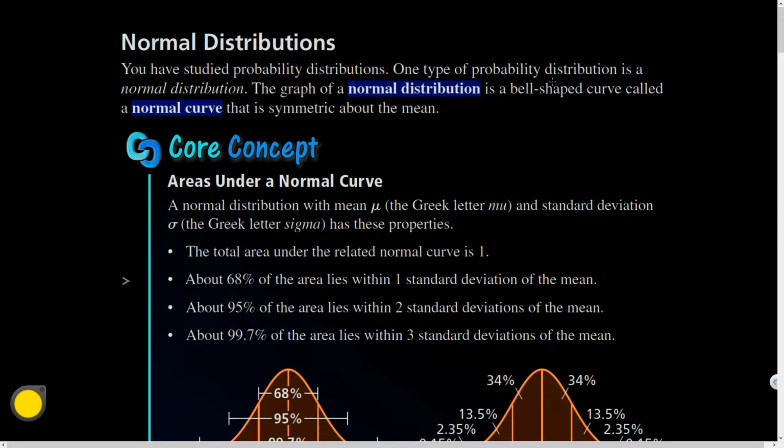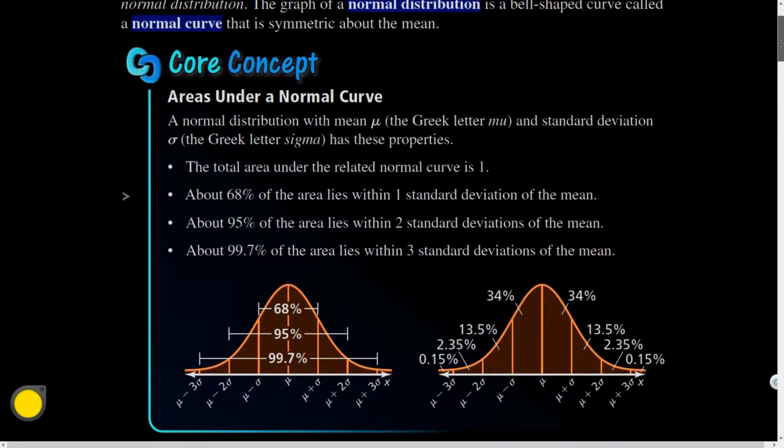So it says, you have studied probability distributions. One type of probability distribution, actually, we haven't defined the word probability for you. That's okay. That's like the chance that something can happen. Don't worry about it. One type is called a normal distribution. The graph of a normal distribution is a bell-shaped curve called a normal curve. All right? And so here we go.